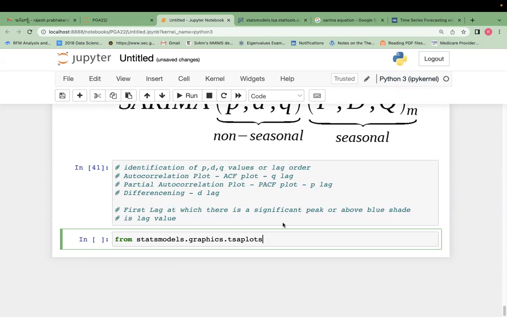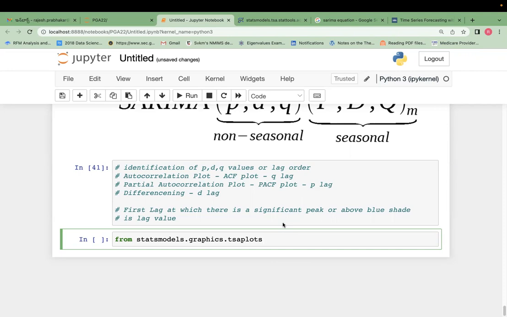Thank you. So the identification of PDQ values or lag order values can be done using two plots: the autocorrelation plot, also called the ACF plot, which gives us the Q lag. Then we also have the partial autocorrelation plot or the PACF plot, which gives us the P lag. Then we have the differencing, which gives us the D lag. When you're looking at the ACF and PACF plots, you have to look at the first lag at which there is a significant peak above the blue shade. That will be your lag value.